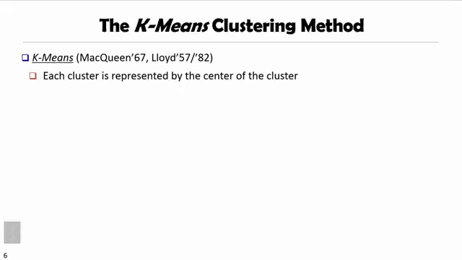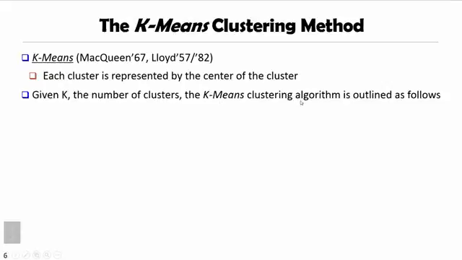So he republished it in a journal in 1982. That's the reason some people say Lloyd first got this algorithm. But no matter what, the common thing for this algorithm is that they consider every center to be represented by the center of the cluster, or we can say centroid. The k-means algorithm essentially can be outlined as below.